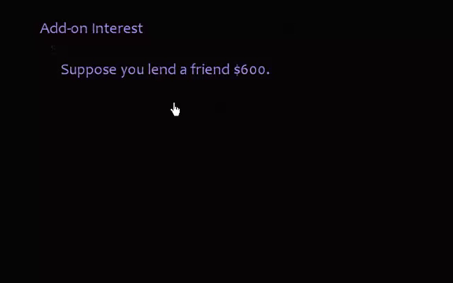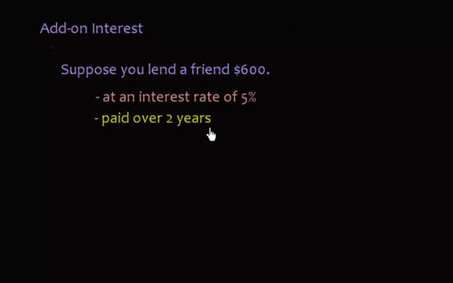Now until we get into those big loan formulas, this is probably what you would do. You'd say, okay, I'm going to lend you $600, but you're going to pay me back with interest at an interest rate of 5%. So you decide, I will loan you the money at 5%, but I want it paid back in 2 years. And the question now is, how much is that person going to owe you?